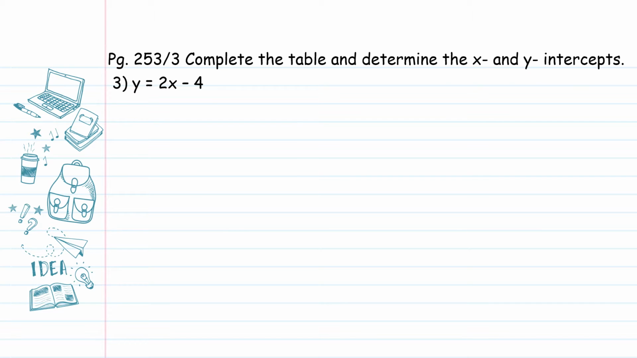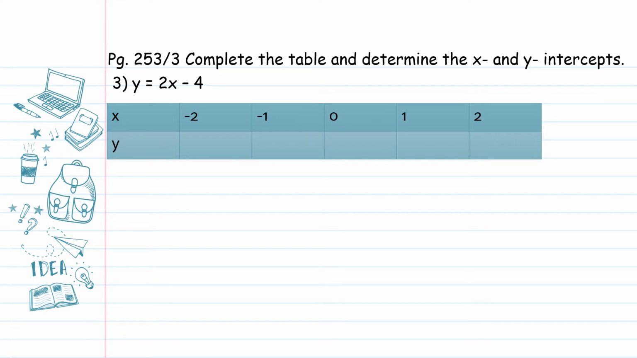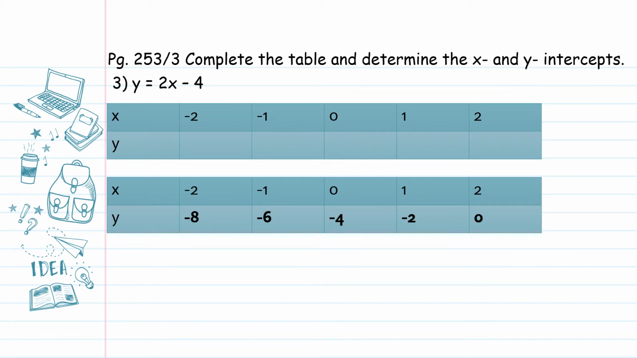The equation they give us is y is equal to 2x minus 4, and here's the table that they give us. They give us all the x values, and we need to fill in our y's. So to figure out what our y's are, all we need to do is plug in each of our x values and solve. So for -2, we get -8 as our final answer. -1, we get -6. 0, we get -4. 1, we get -2. And 2, we get 0.